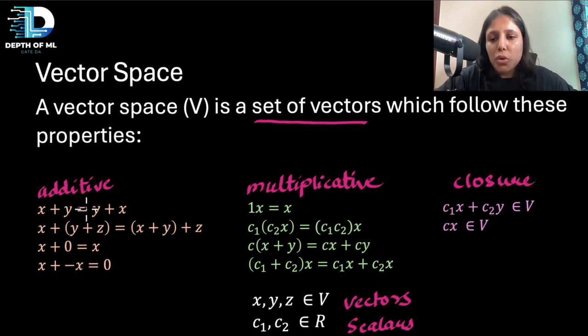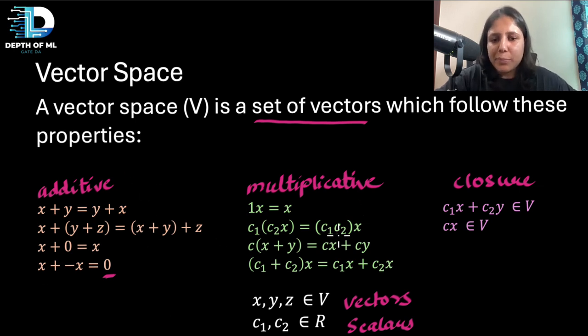A vector space has additive properties. It is commutative, it is associative, and it has a zero identity, or additive identity, such that if I add that element to any vector from the vector space, I should get the same vector back. And there is a negative element such that if I add a vector and its negative, I should get the additive identity. So these are the additive properties.